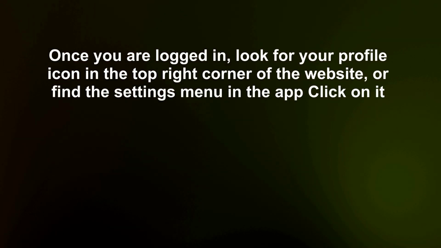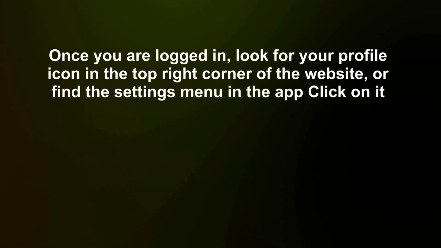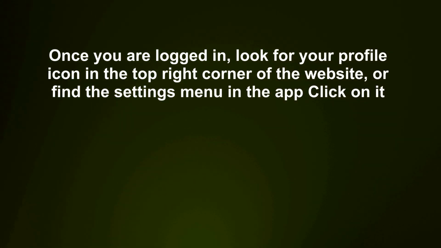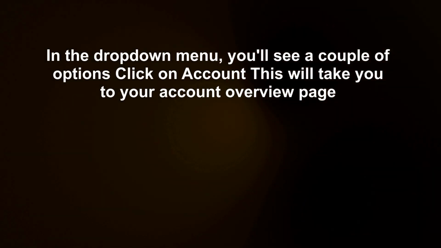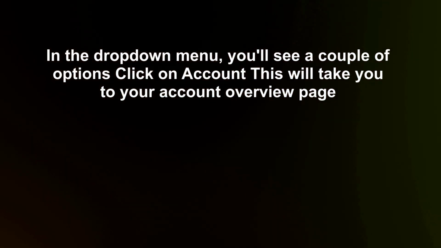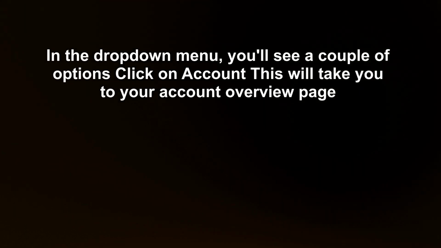First, head over to the Spotify website on your computer, or open the Spotify app on your phone or tablet. Once you are logged in, look for your profile icon in the top right corner of the website, or find the settings menu in the app. Click on it. In the drop-down menu, you'll see a couple of options. Click on Account. This will take you to your account overview page.